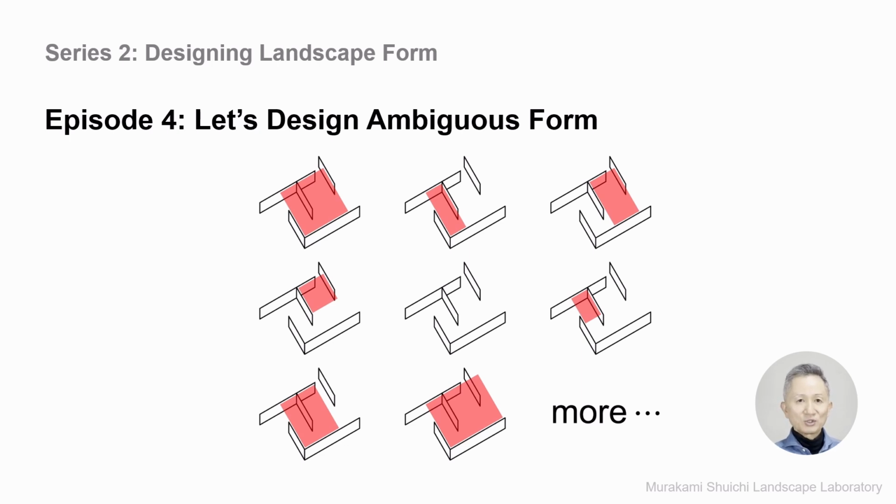In the previous episode, we explored how to design indoor and outdoor spaces as an integrated whole. In this episode, our theme is designing ambiguous forms. Here, the word ambiguous does not mean something vague or unclear. Rather, it refers to a condition where clearly different spatial interpretations can be perceived at the same time, even though physically there is only one space.